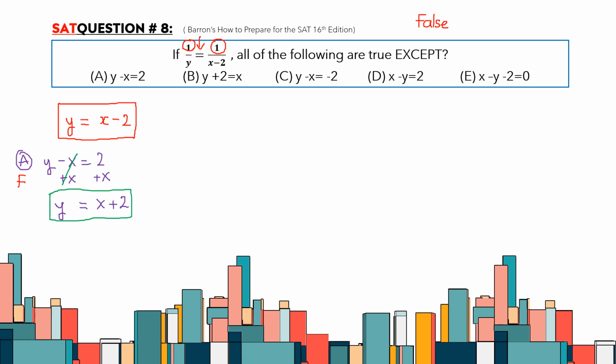Okay, now we look at B. We have y plus 2 equals x. So if we move everything to the right and isolate the y, we can subtract 2 from both sides. And then on the left hand side we have y equals x minus 2. That is the true statement.